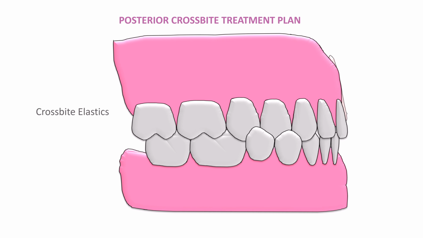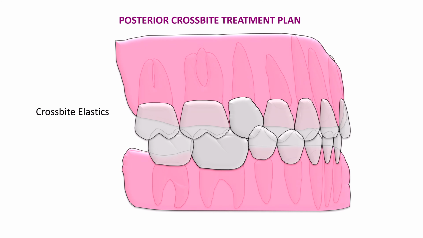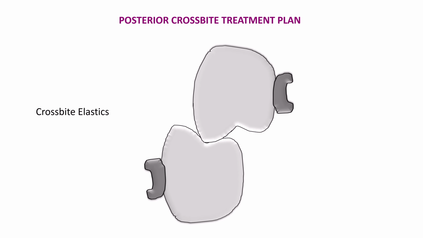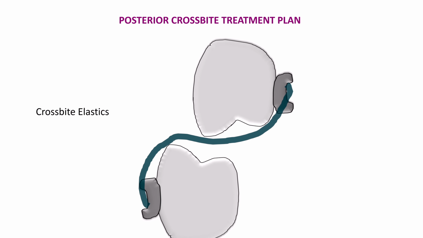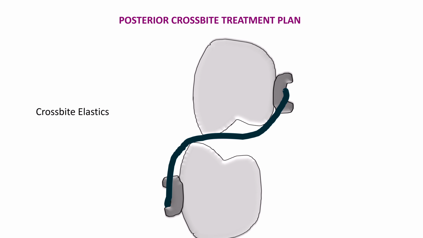Next, coming to posterior crossbite treatment plan. For single tooth posterior crossbite, we can use crossbite elastics. Crossbite elastics are placed one on the lingual side of maxillary posterior teeth and other on the buccal surface of mandibular posterior teeth. It should not be continued more than 6 months.